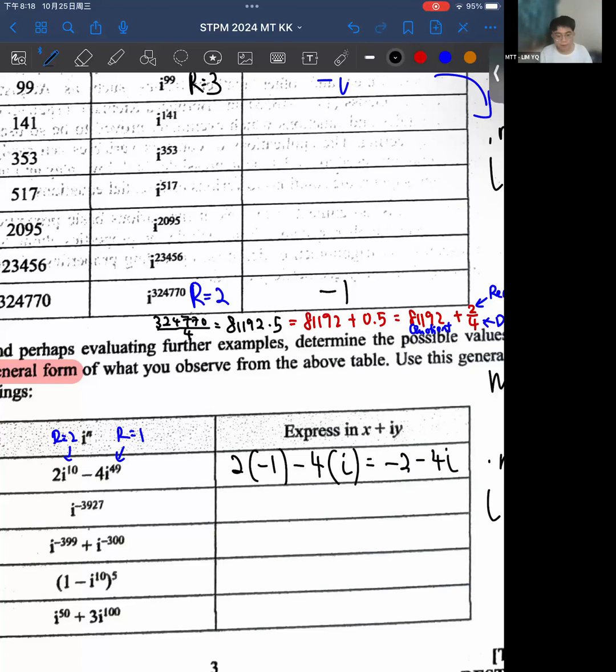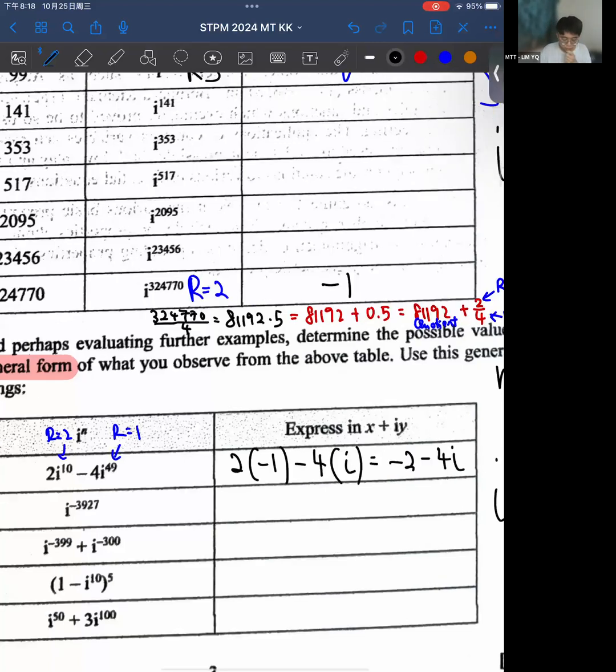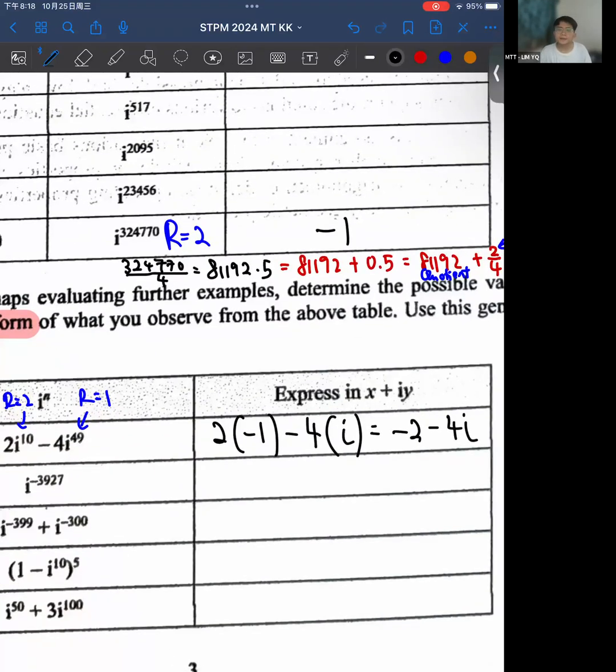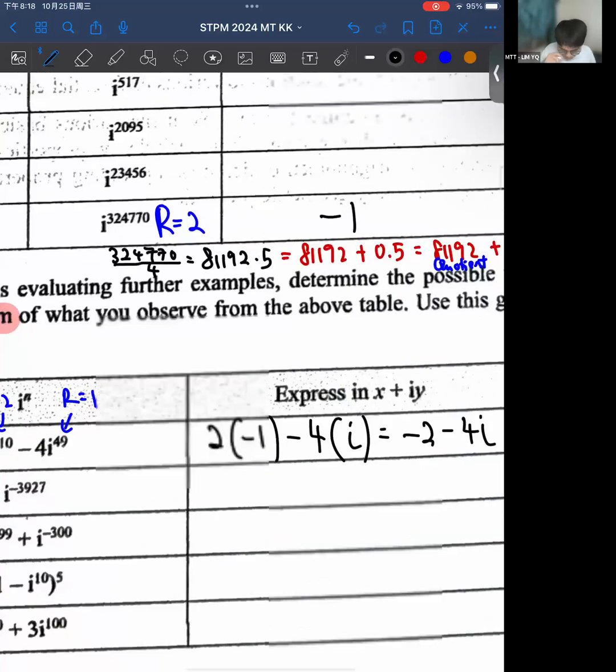Okay, now we have the next one. How to do this? Negative power. Negative power, I don't know how to divide. Okay, it's okay. We try to do this. There are a few methods to do. The first one is i^-3927 can be separated into -1 multiplied by 3927, right?